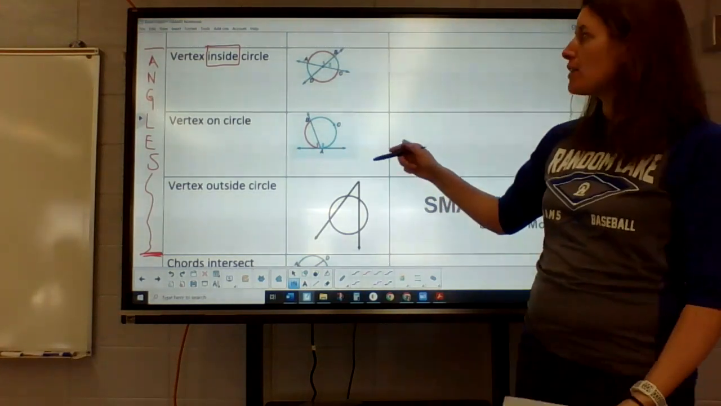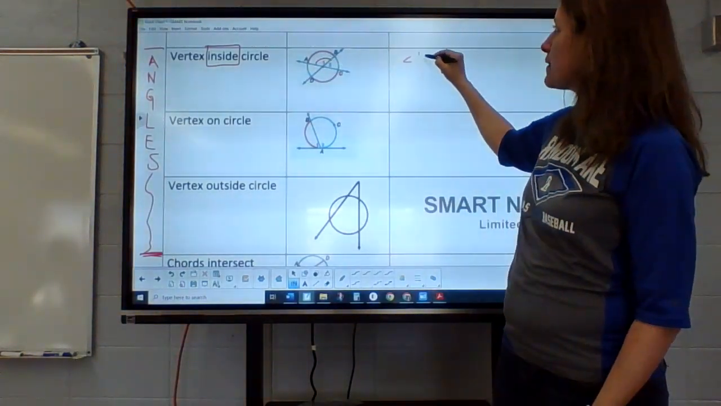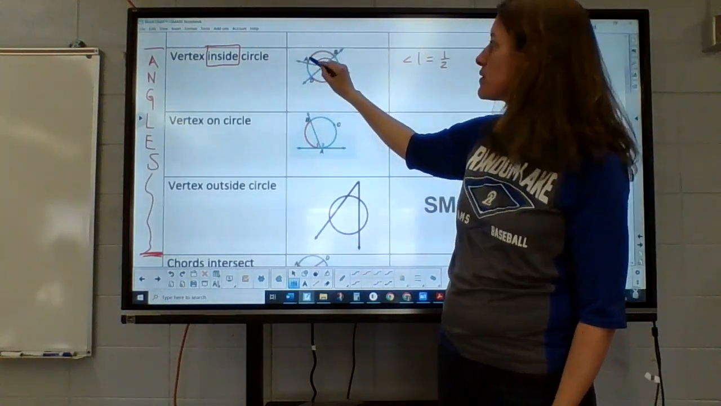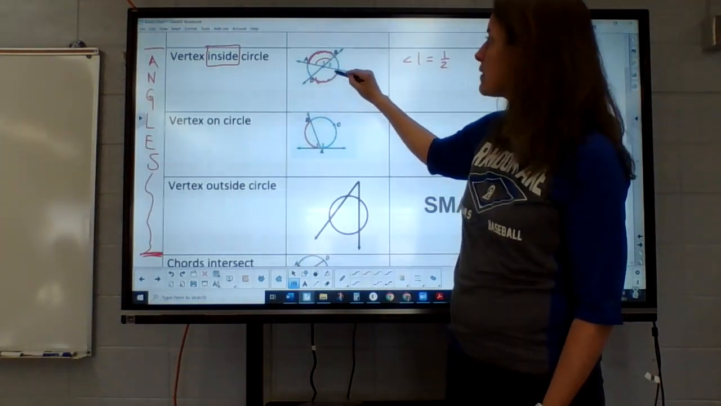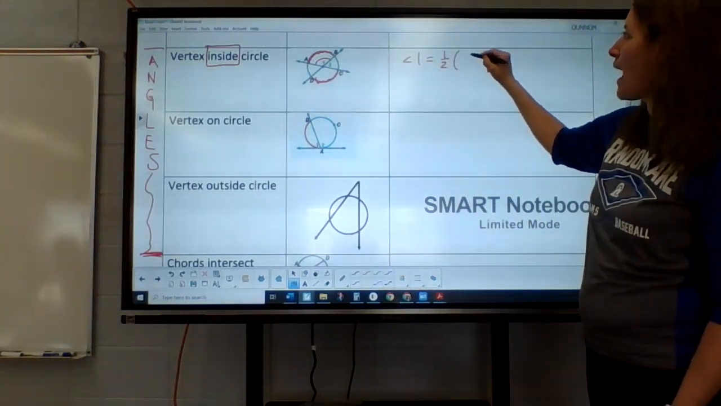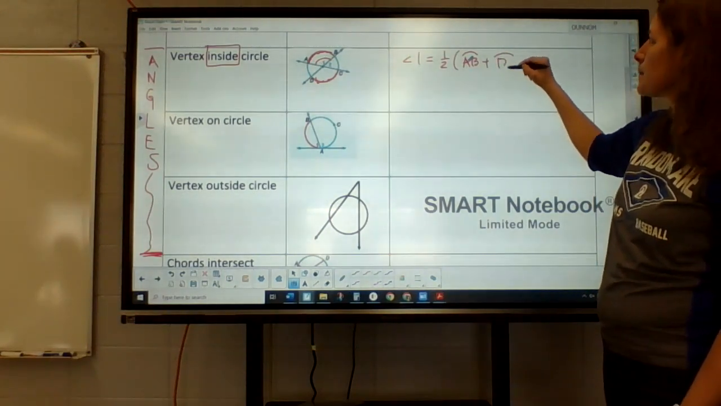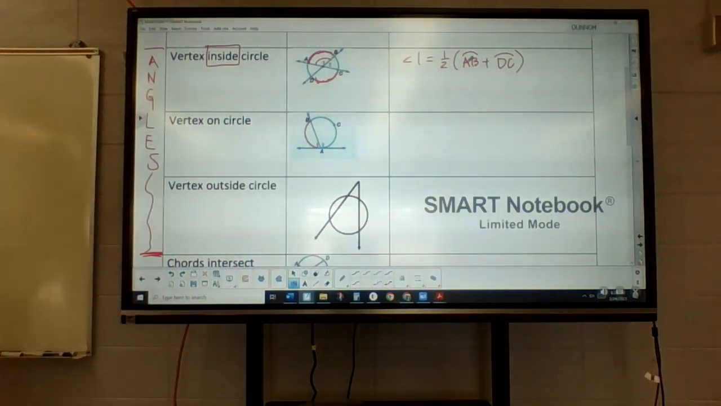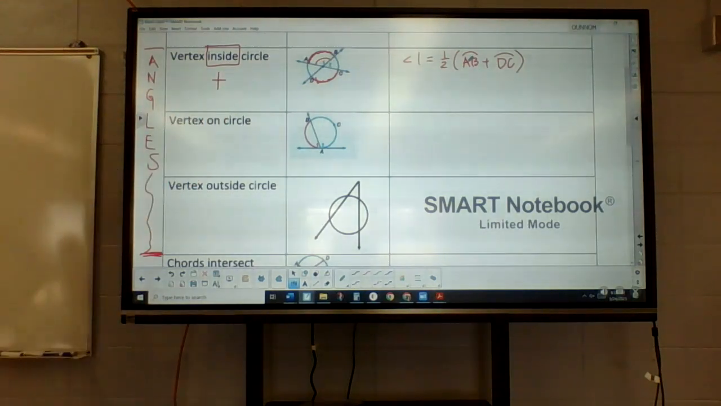So the measure of angle 1 here is given by half of the two arcs that are used to create it. So this AB and then DC, when we add them together. So think vertex inside the circle. Inside we're going to add them. So think inside is plus.